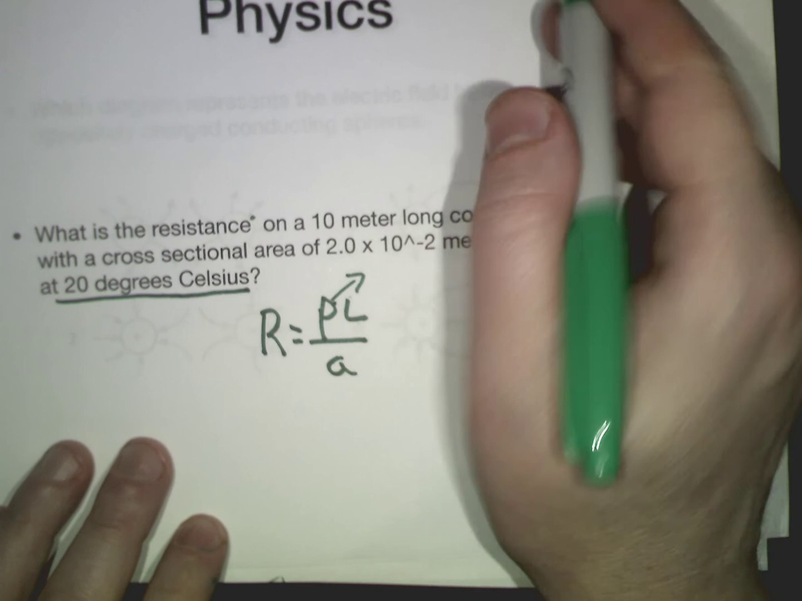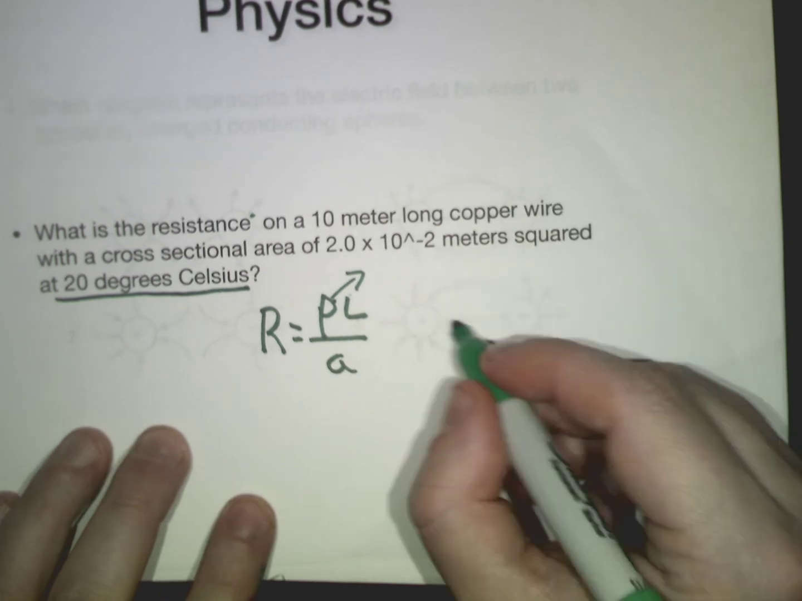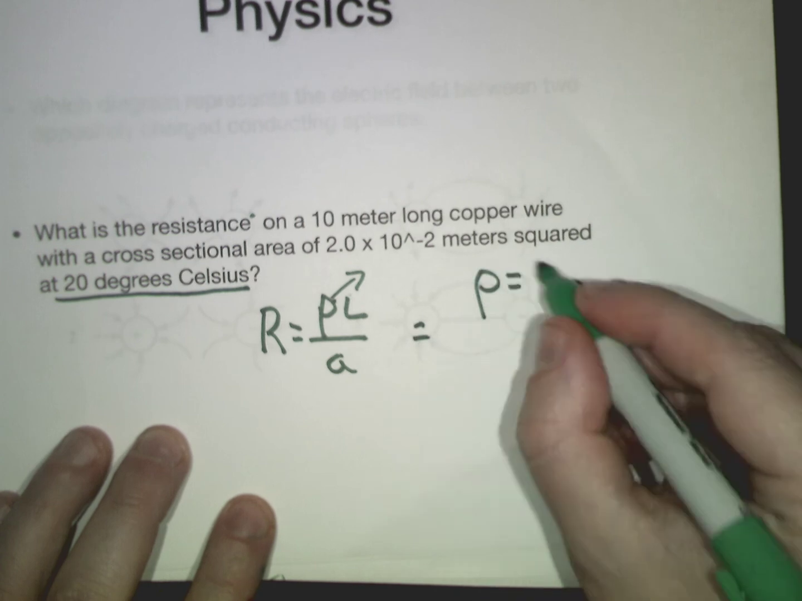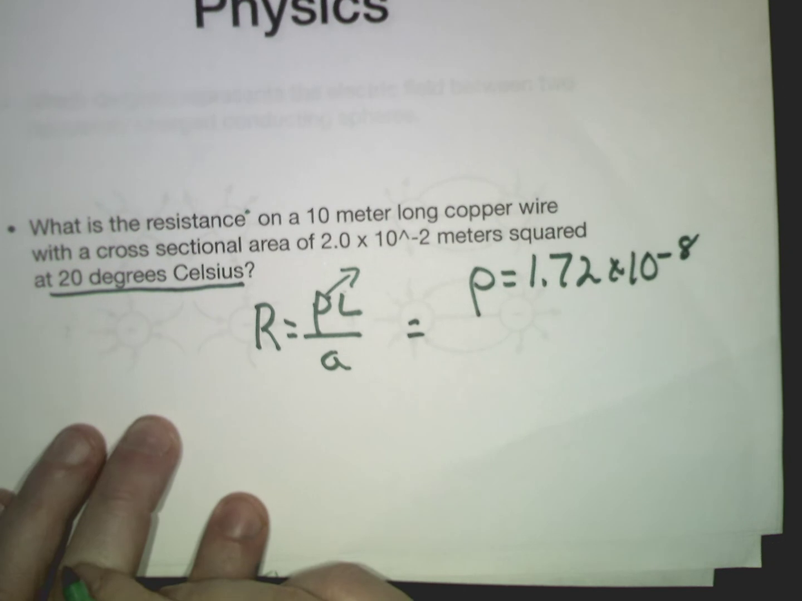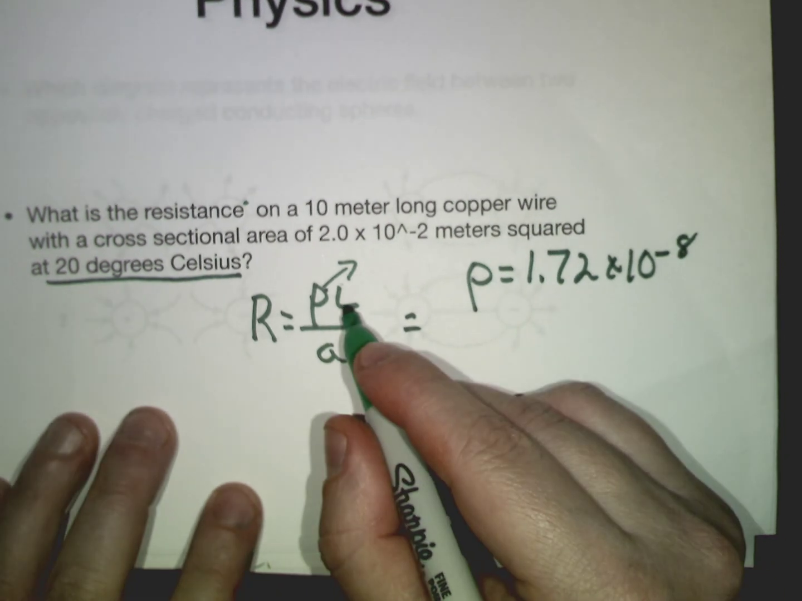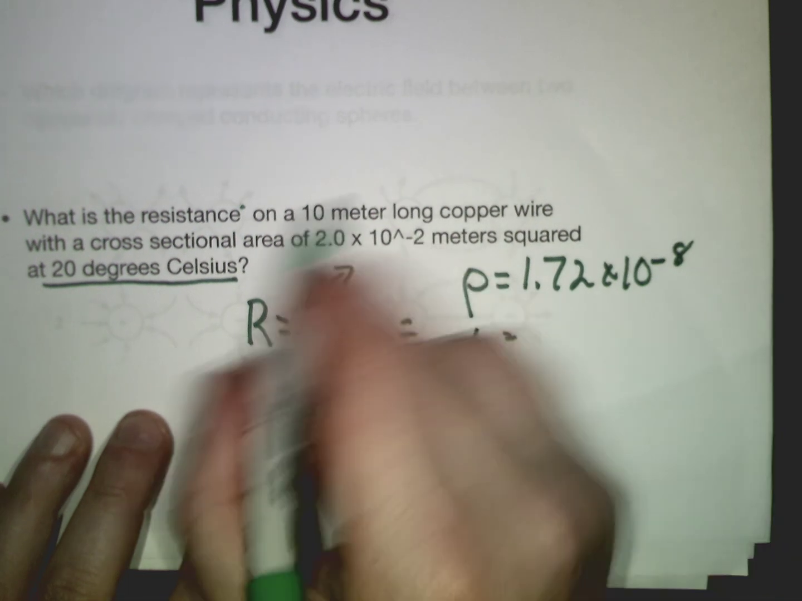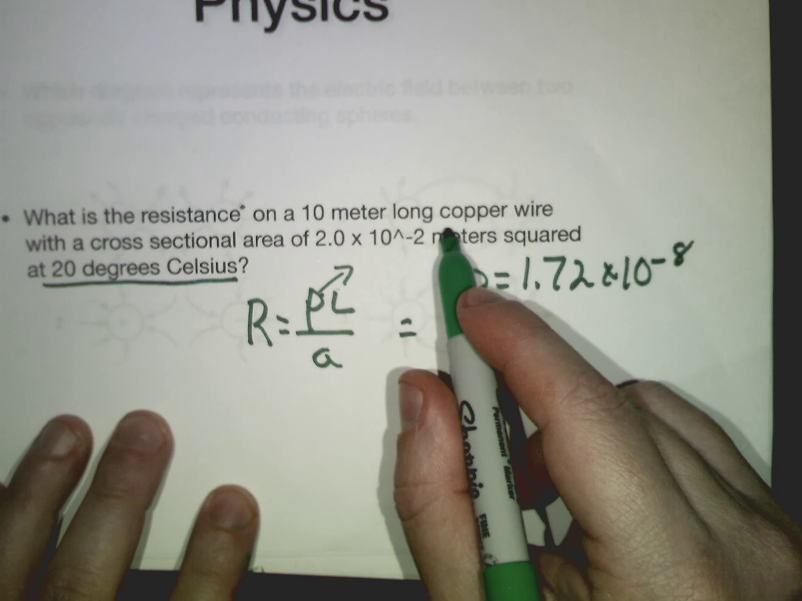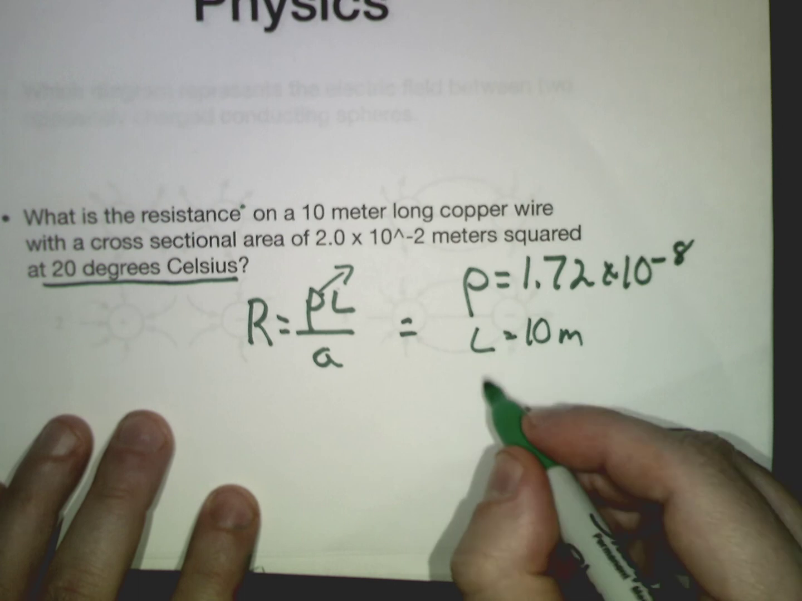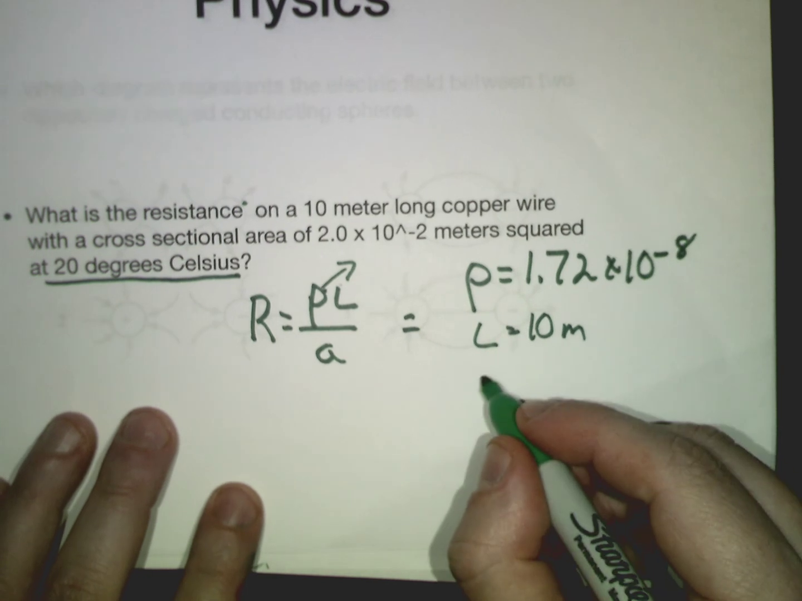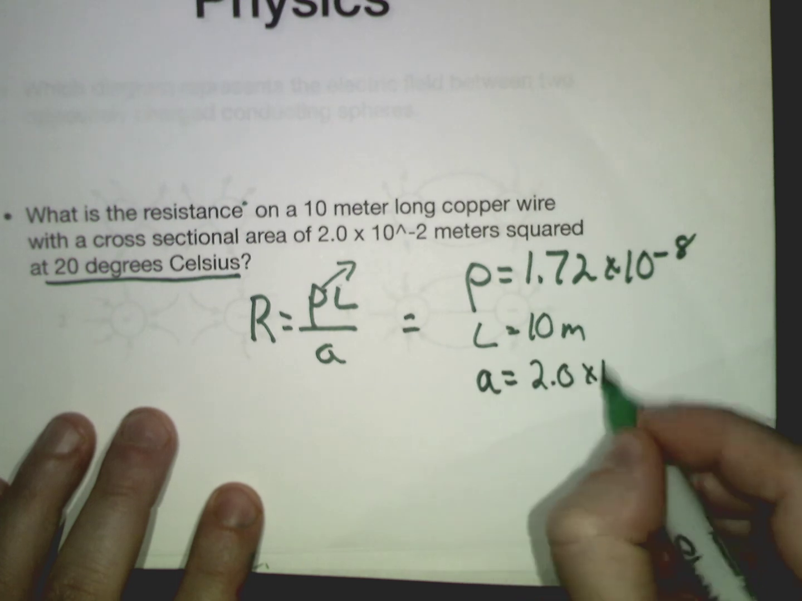It's going to be a different one than copper, but I am using copper in this example. The resistivity of copper, our rho, is 1.72 times 10 to the negative 8. That's just from the reference table. Then I have to do the length. The length, from this question, is 10 meters. And the cross-sectional area, or A, is 2.0 times 10 to the negative 2.